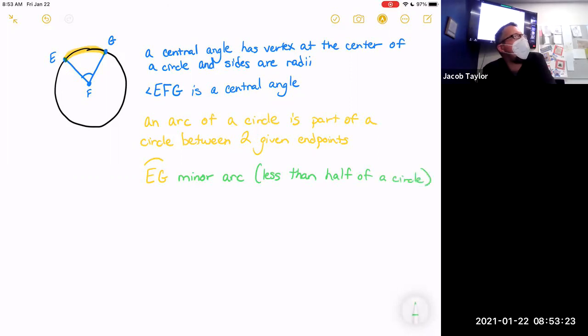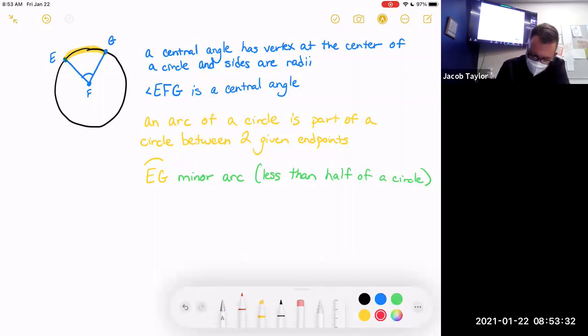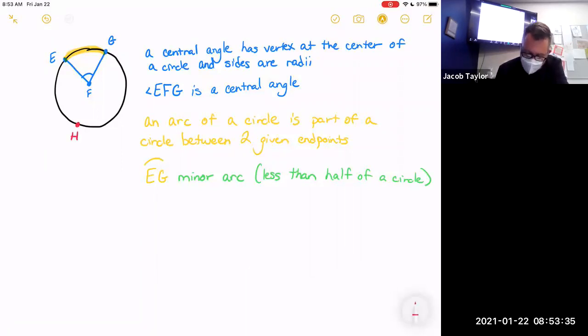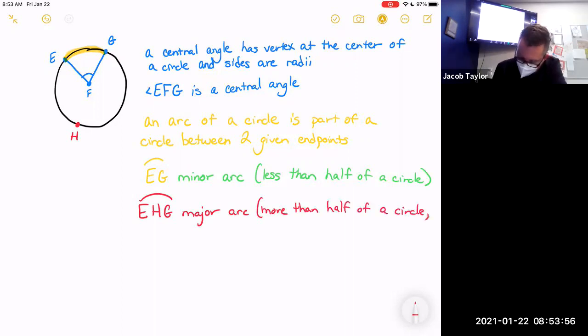If I wanted to do the big piece, that would be called a major arc, and I would need a third point. Like I might put a point over here called H. And then I would say EHG is a major arc. This is more than half a circle. And you need 3 points to name this one.